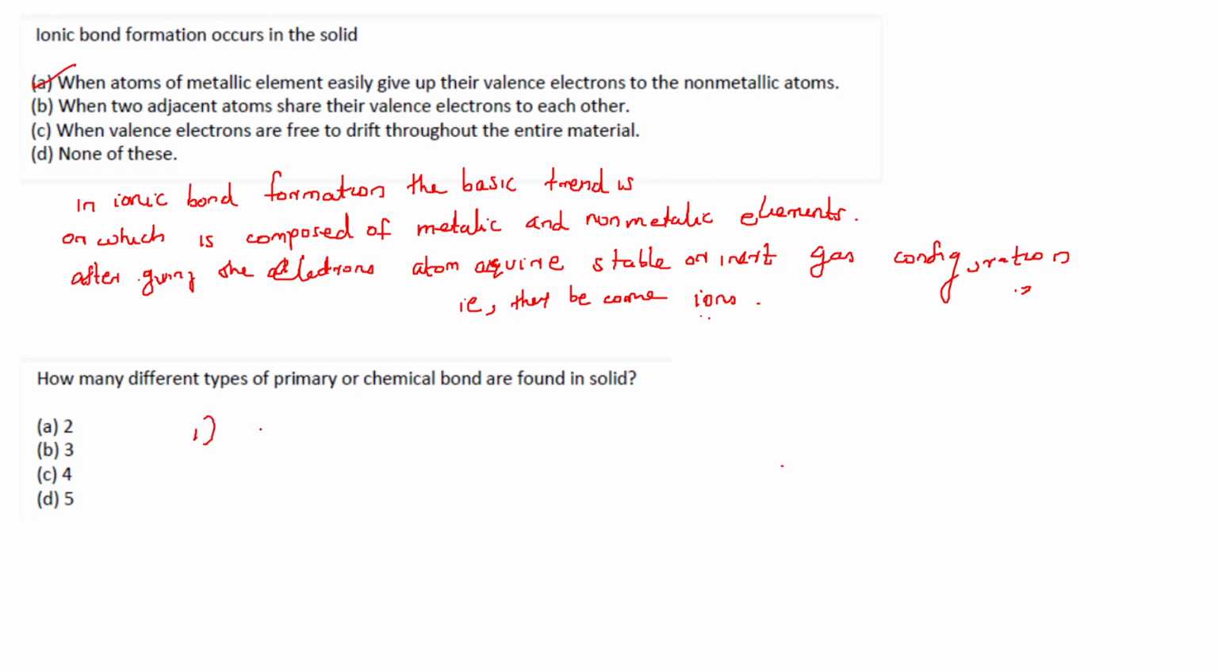The first one is ionic bond. The second one is covalent bond, and the third one is metallic bond. So there are three kinds of bond. So the answer will be option B.